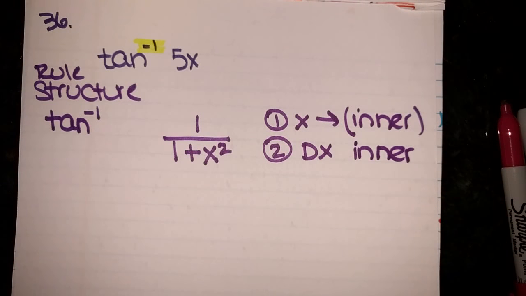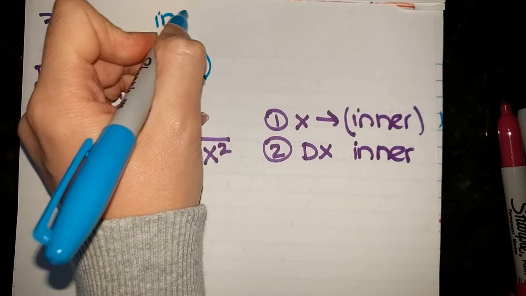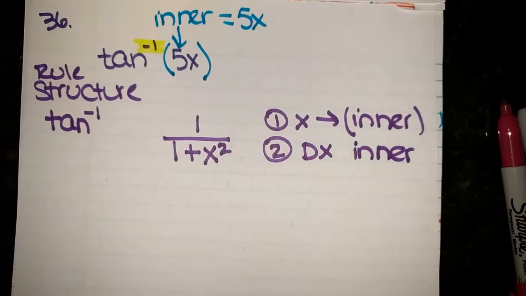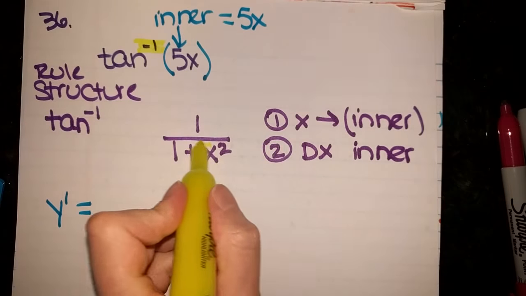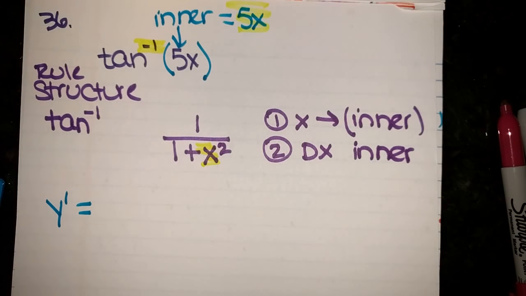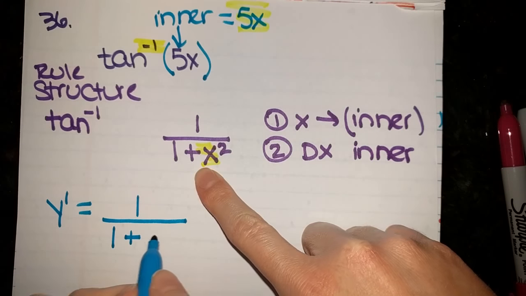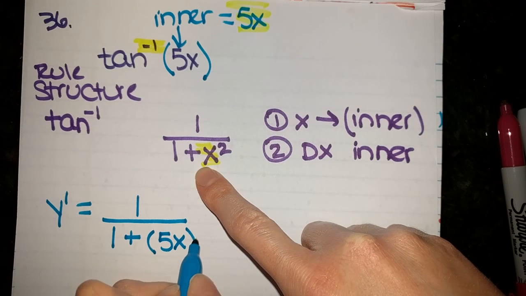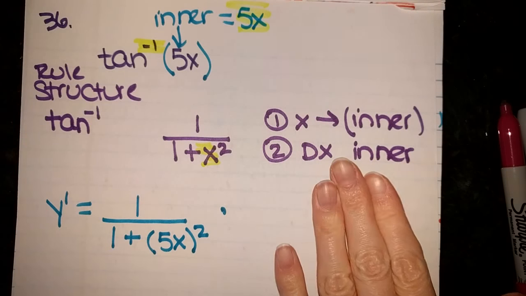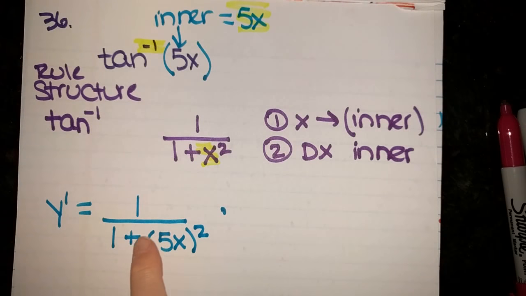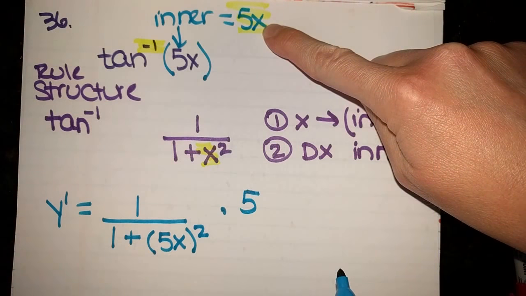All right, so with that in mind, the inner function here is going to be 5x. So that is my inner, so to speak, 5x. The first step when I'm taking my derivative is I will replace this x with this 5x. So this will become 1 over 1 plus, and in for this x, I'm going to put parentheses (5x) squared. And then I multiply that by the derivative of the inner. Now the inner isn't (5x) quantity squared, the inner is 5x. So I would multiply that by 5.